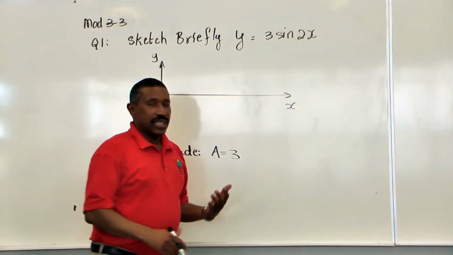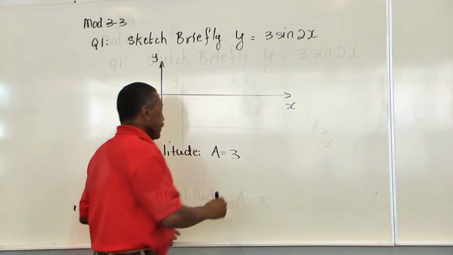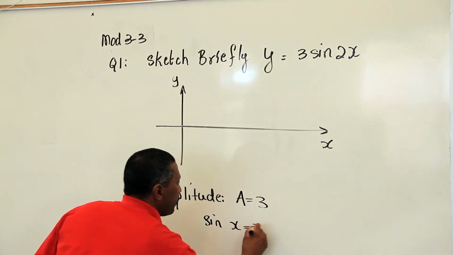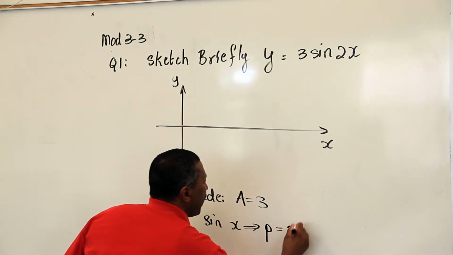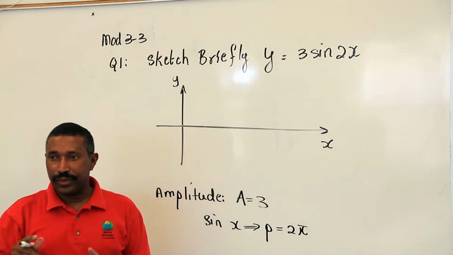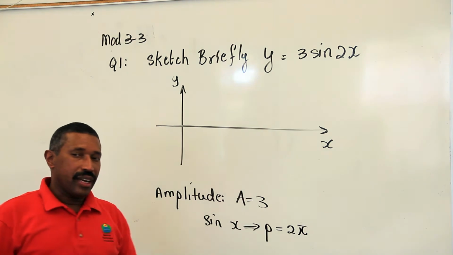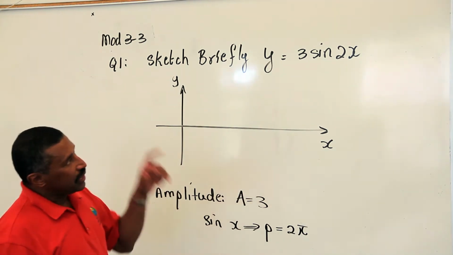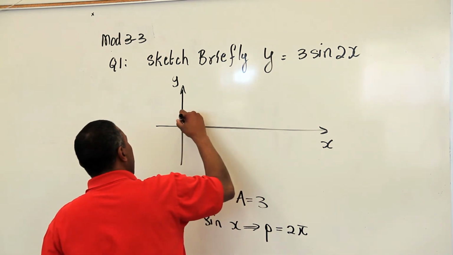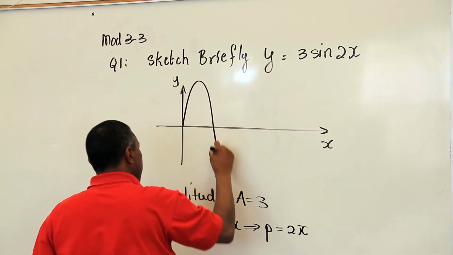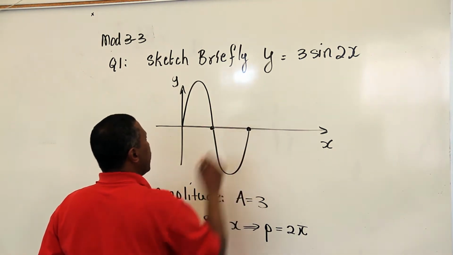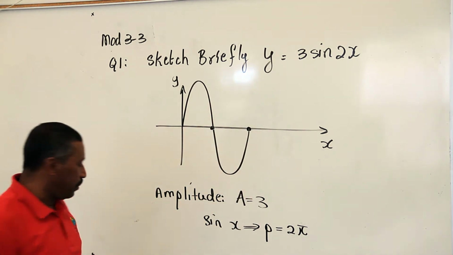Traditionally, if it was a sine graph, for sine x, what would be the period? The period is 2 pi. And that is because within the rotation of 2 pi radians, the graph completes a complete cycle. But in this case, how long would it take? And we also know that this particular one would be 3 units high. What might be those points, and how do you know?